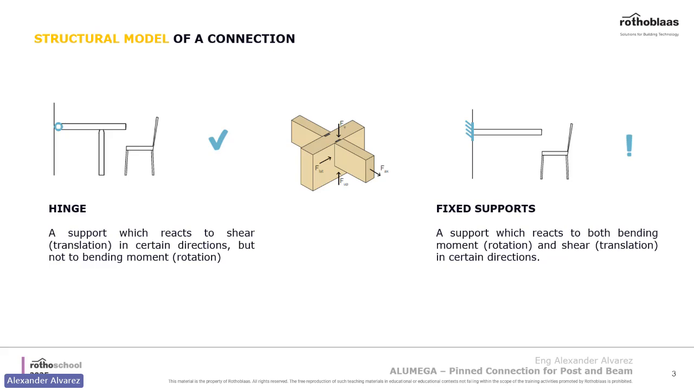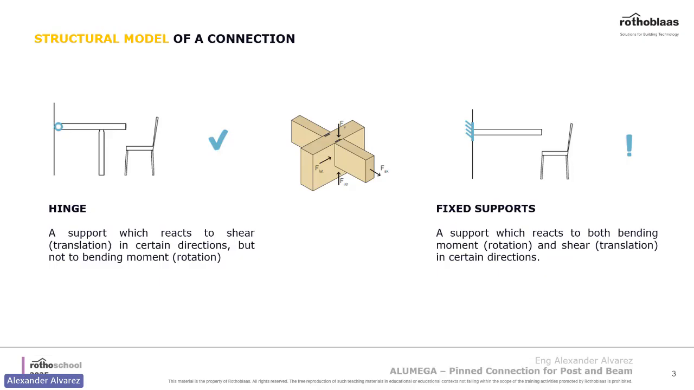A hinge is another way of saying a pin connection, and it reacts in two directions: in shear, which is up or down, or if you think of a 3D model, also from left to right. However, since it only deals with two directions, it does not deal with the bending moment, the rotation side of it. But that's where the fixed support comes into play. A fixed support deals with three directions: shear, up and down, left to right, and even the bending moment.